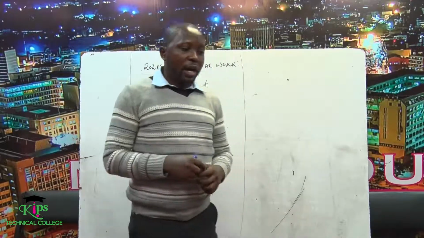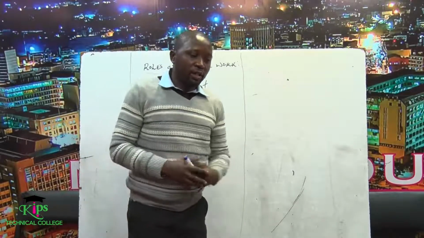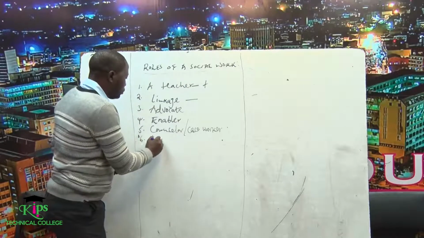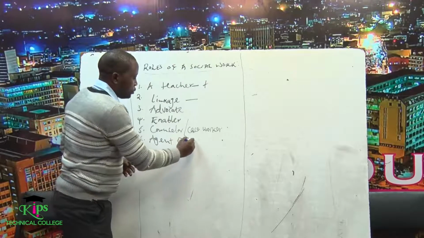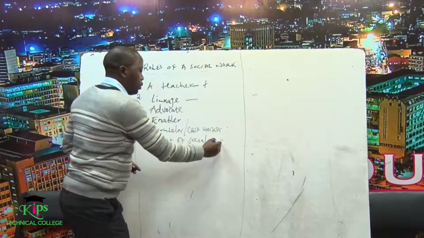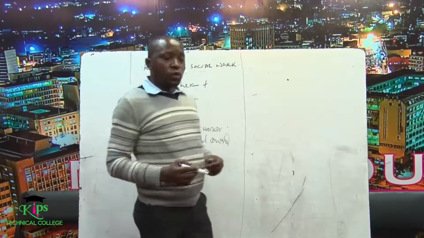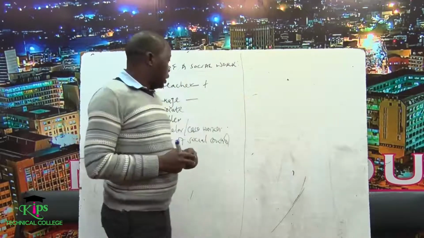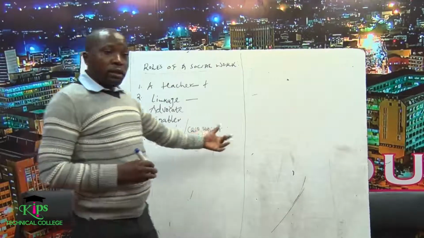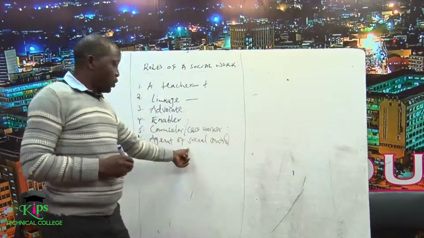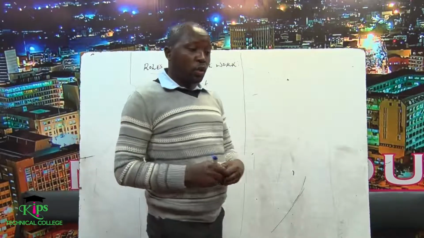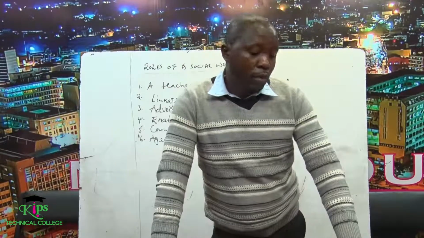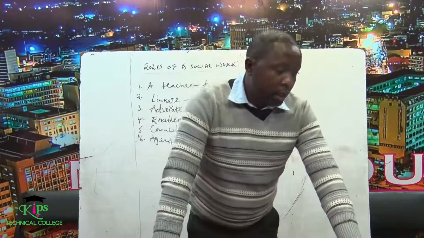You're also going to act in the capacity of an agent of social control. So you are going to serve as an agent of social control in the community. Remember, the deviant individuals in the society. So you as a social worker, you are going also to talk to them so that you can be in a position to encourage them to conform to the norms of the society.